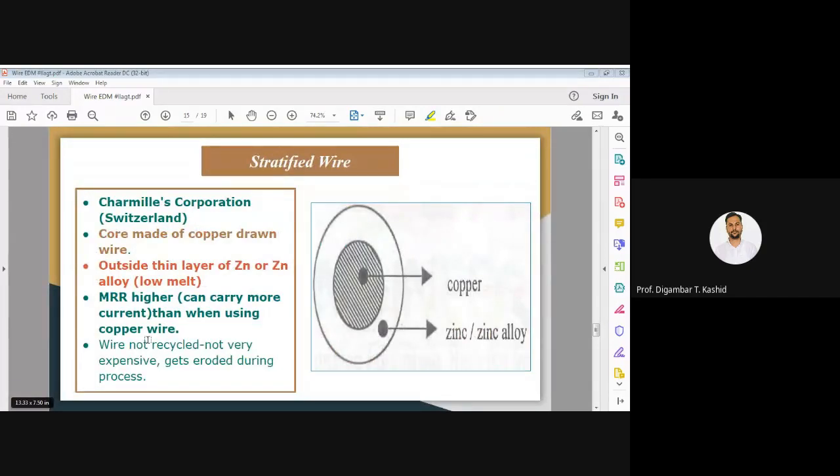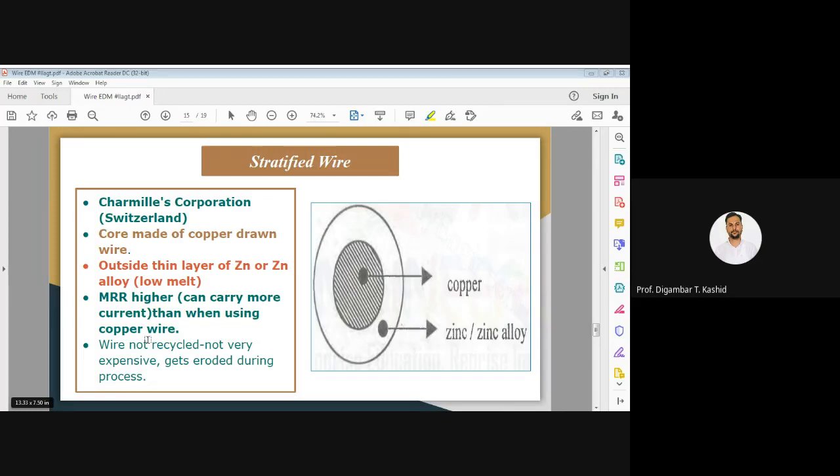Then in the industry many advances are happening, like the controlling of the positioning, which is controlled by the CNC. So like that we have another concept, that is stratified wire. I will talk about this stratified wire. So there is a concept that is called stratified wire.